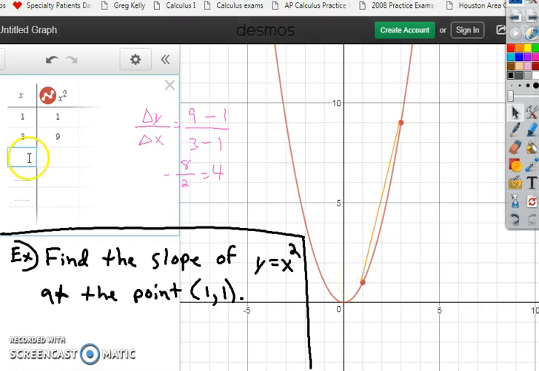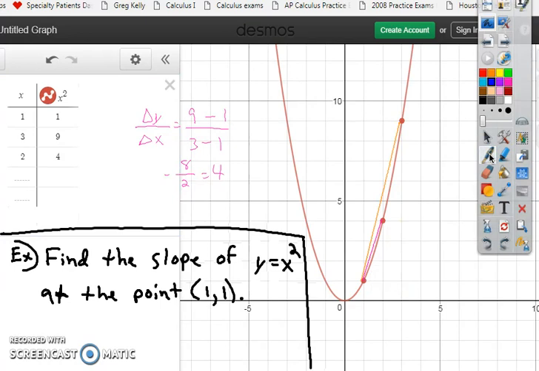So let's try that. If I go over to my table, type in 2, the output of y equals x squared at 2 is 4. So we got a closer coordinate, and this is the point right here. I'll show its line now. So this is the line that connects point 1, 1 to point 2, 4. And I want to find the slope of that line.